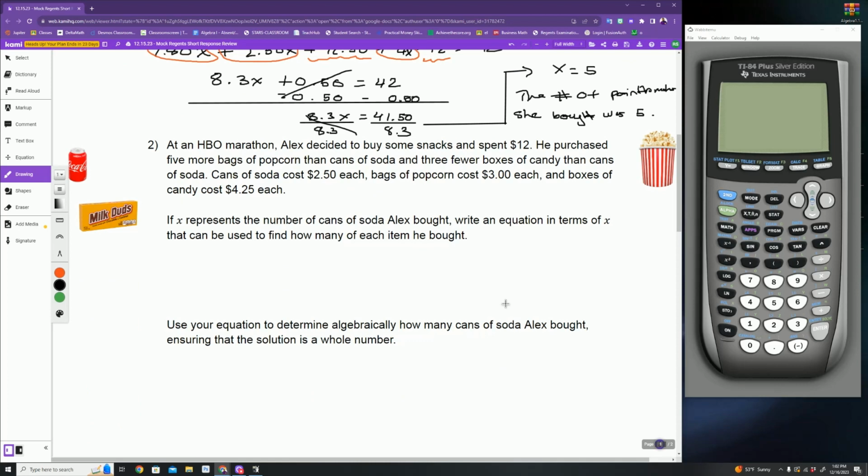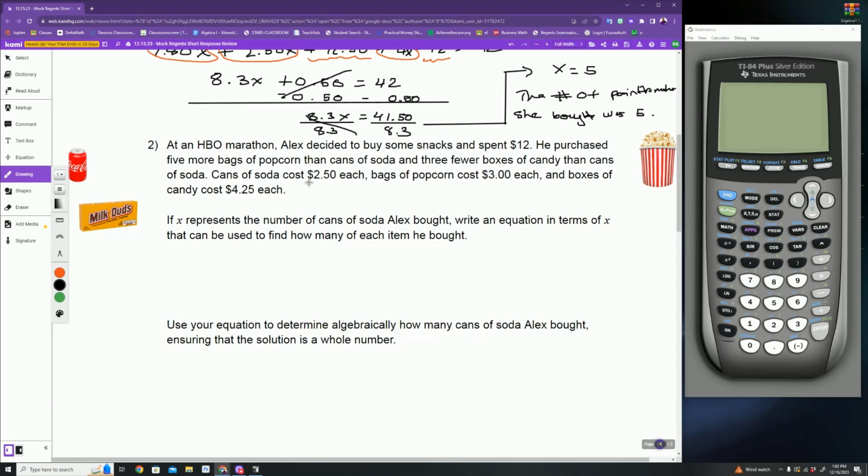Similar question. At an HBO marathon, Alex decides to buy some snacks and spent $12. He purchased 5 more bags of popcorn than cans of soda, and 3 fewer boxes of candy than cans of soda. Cans of soda were $2.50 each, bags of popcorn were $3 each, and boxes of candy cost $4.25 each. If X represents the number of cans of sodas Alex bought, write an equation in terms of X that can be used to find how many of each item was bought.